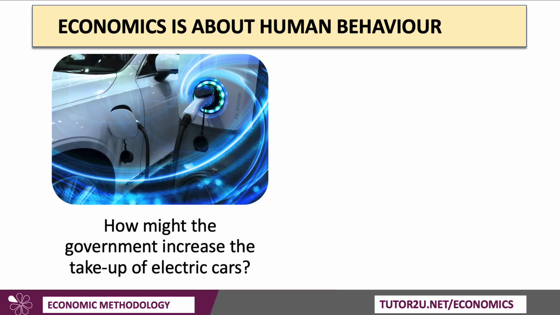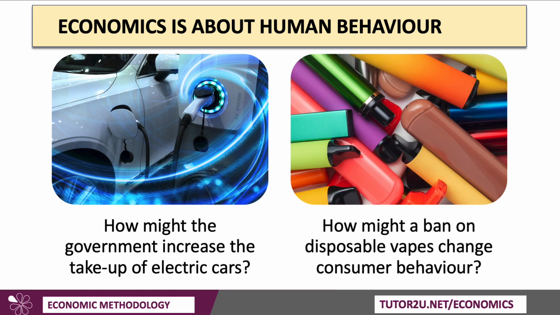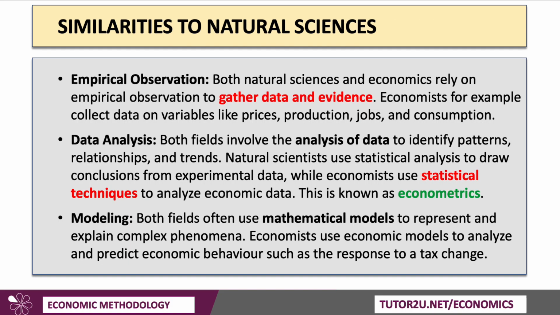How might the government over time increase the take-up of electric cars as part of its net zero strategy? Of course, they've introduced a ban on sales of new petrol and diesel cars by 2030. But what other incentives, what other policies might improve that? At another level, how might a ban on disposable vapes change consumer behaviour? In some countries, such a ban has already been introduced, and countries including England, Wales and Scotland are thinking about doing the same.